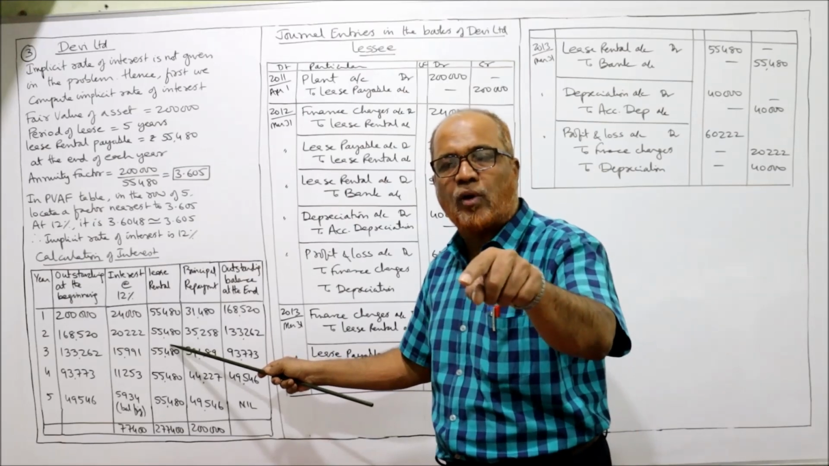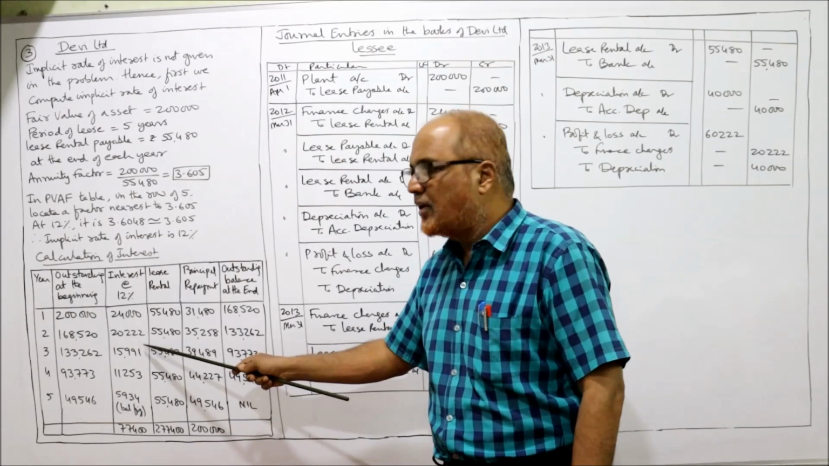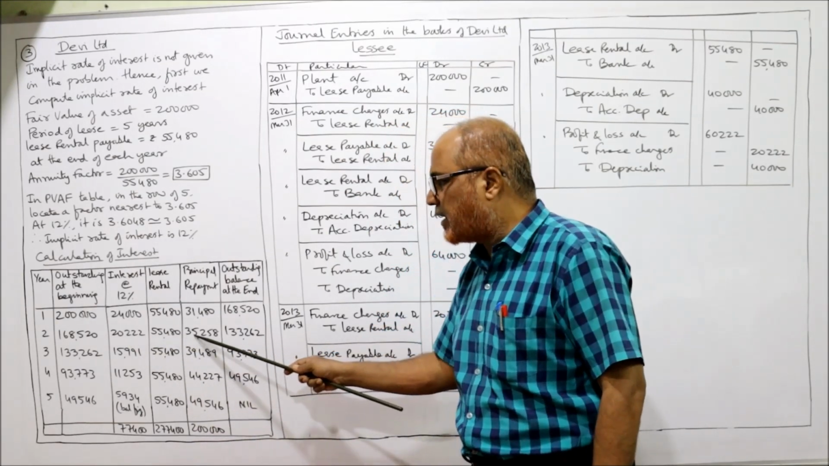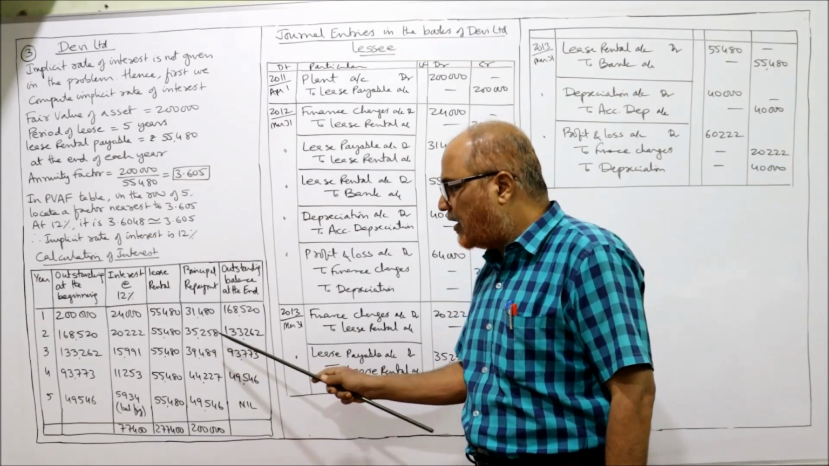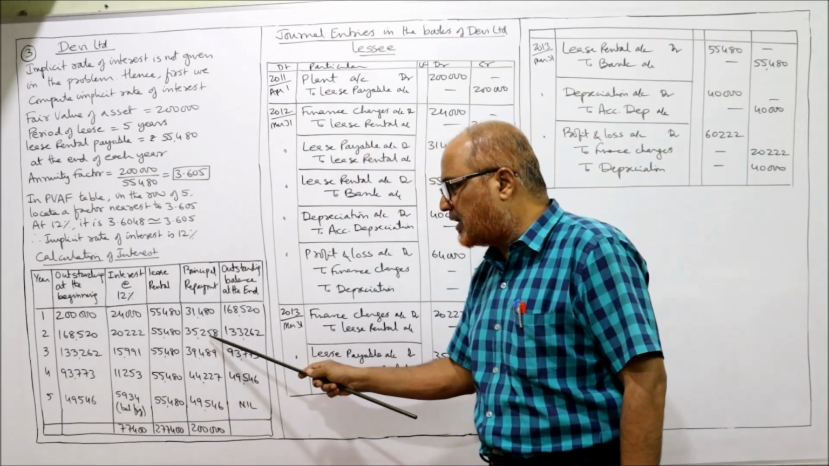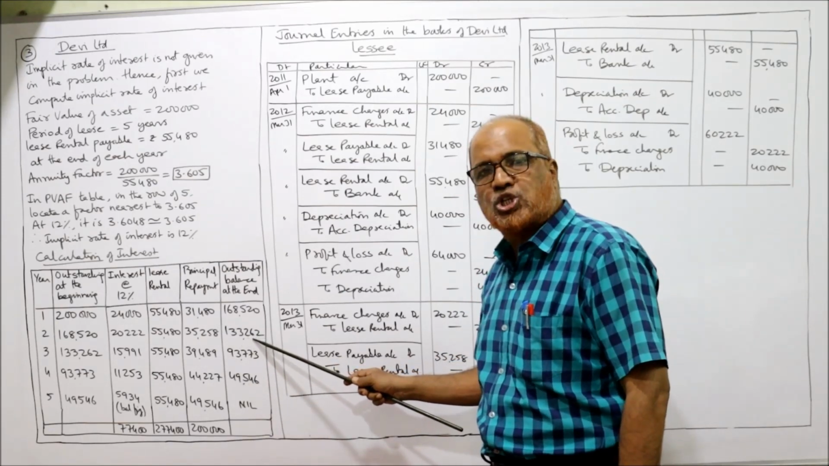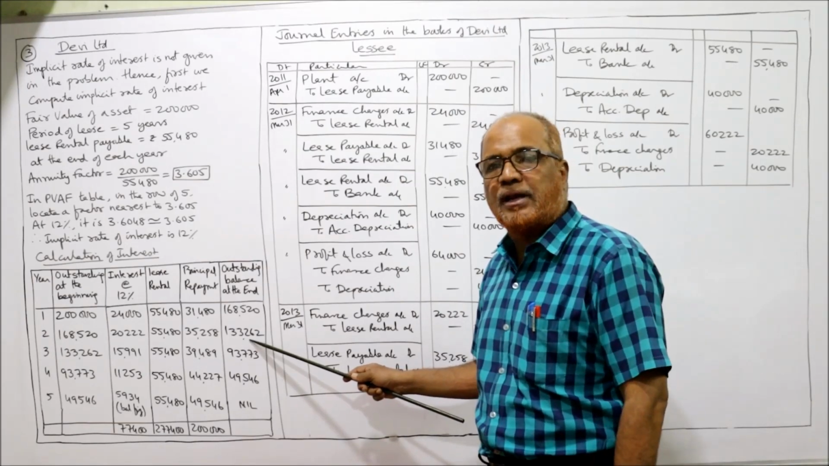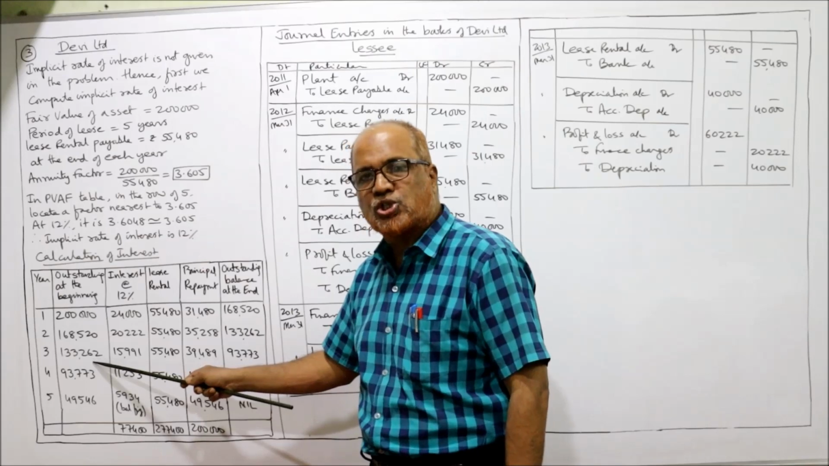In this 55,480, how much is the interest? 20,222. Subtract 55,480 minus 20,222. How much is the principal repayment? 35,258. This is the principal repayment. Now at the end of the year, how much balance is outstanding? 1,68,520 minus 35,258. So the end of year outstanding balance is 1,33,262. This is the closing balance at the end of second year. This will become the opening balance for the third year. Third year opening balance 1,33,262.